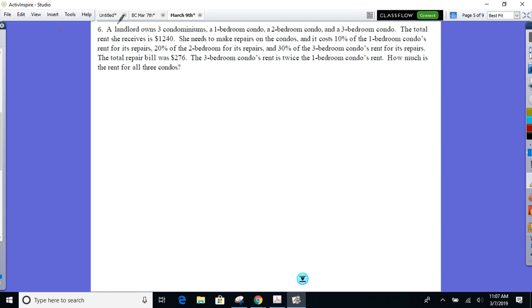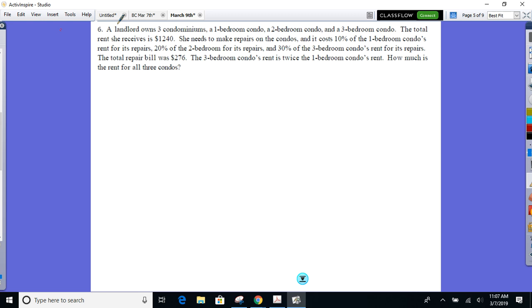All right. I think you guys already probably know what this is going to involve. You got 1, 2, and 3 bedroom condos. Total rent, $1,240. So she takes 10%. You guys can read it. 20% of the 2 and 30% of the 3. Total repair bill, $276. 3-bedroom condo rent is twice the 1-bedroom condo rent. How much is the rent of all 3?